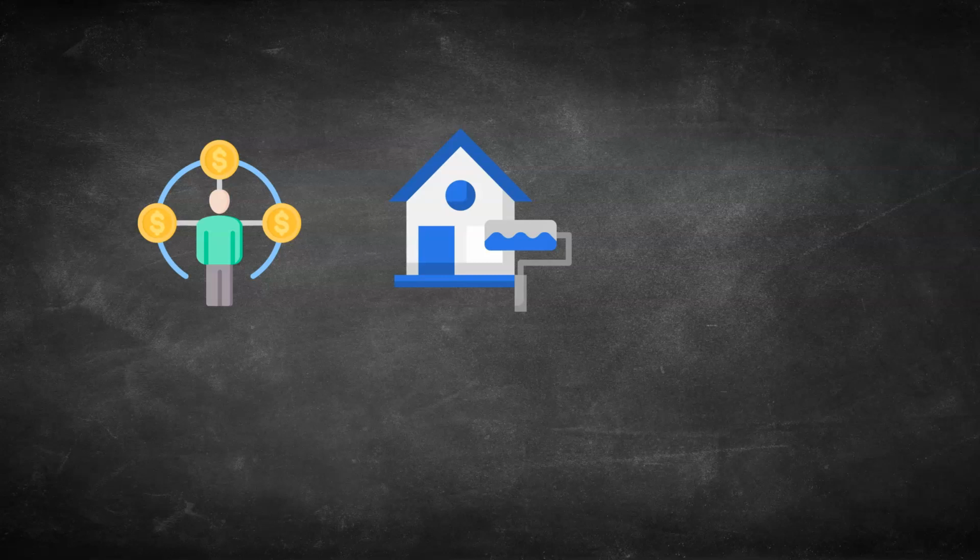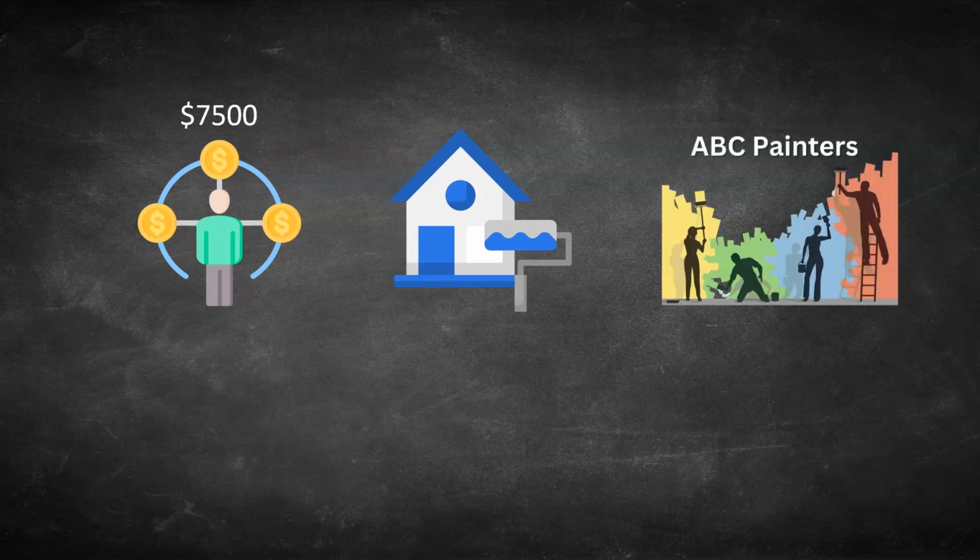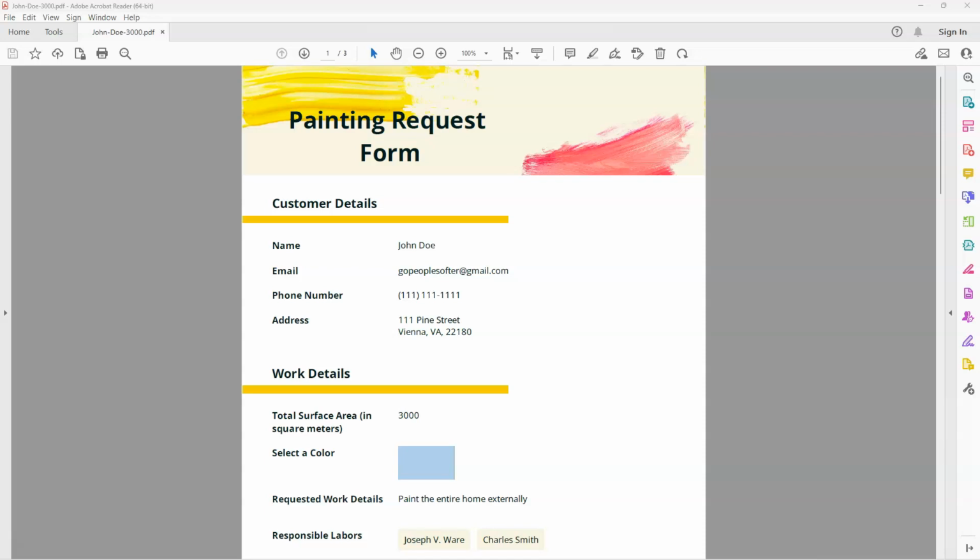example. Let's assume we have a customer called John and he wants to paint his home by outsourcing this task to a contracting company. His budget is $7,500. A contracting company called ABC Painters responded back with the best quote based on his budget of $7,500. Here is the quote that John received.